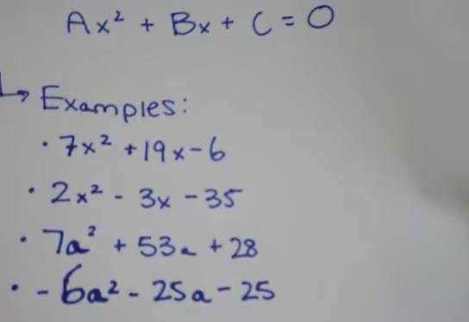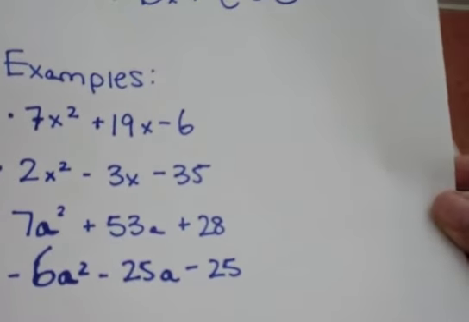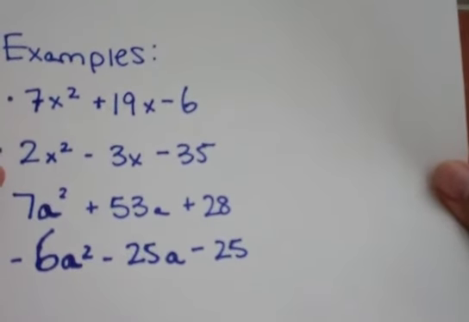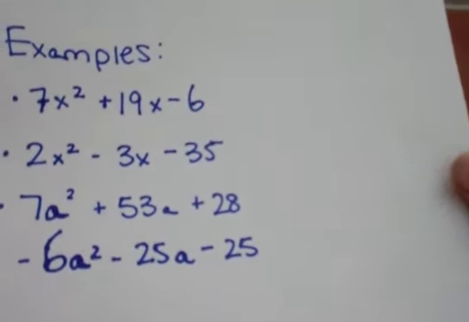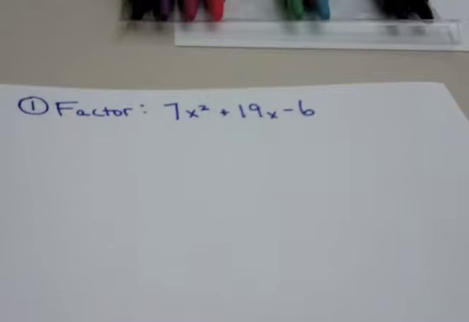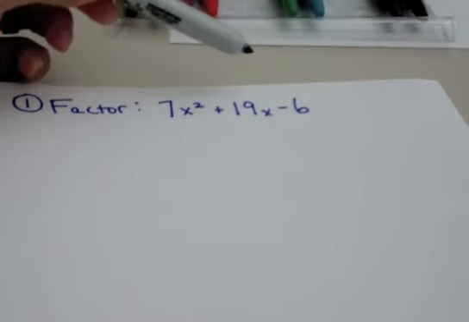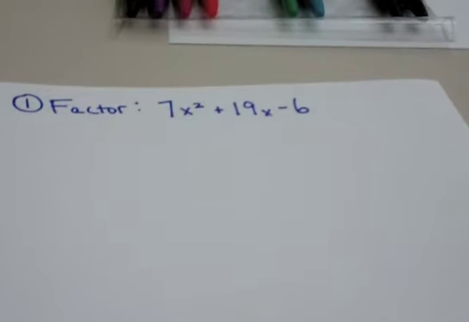So the only difference between what we were working on the other day and what we're working on now is that the a values here are no longer just a coefficient of 1. So the first example we'll be working through today asks you to factor 7x squared plus 19x minus 6. And we can do this in one of two ways.